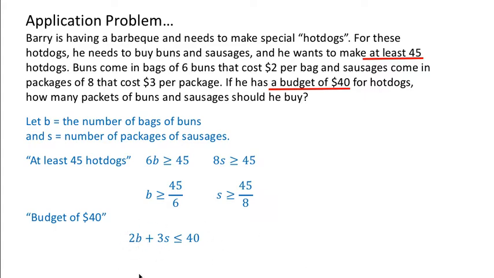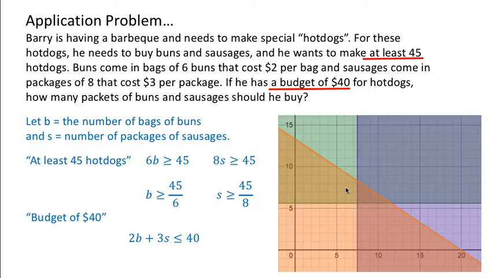This side of the equation might be a multiply or divide, might be a plus or minus. You've got to work it out so that the units on the left-hand side are dollars and the units on the right-hand side are also dollars. Same unit on both sides of the inequality. Now we can graph this.